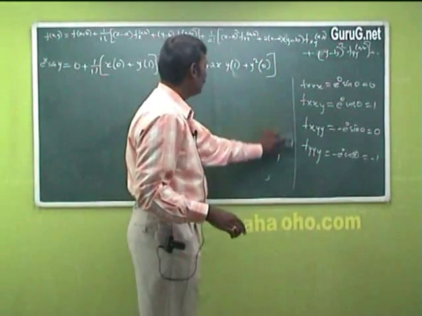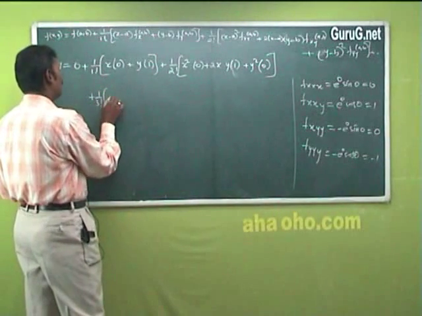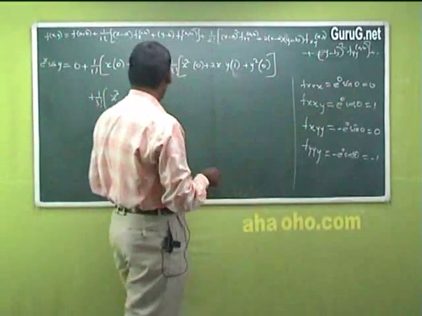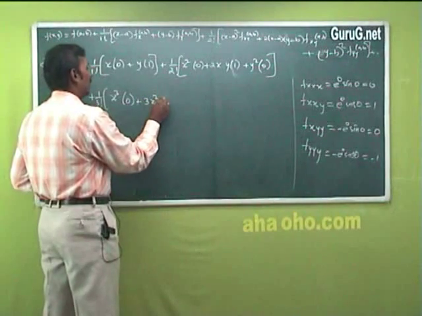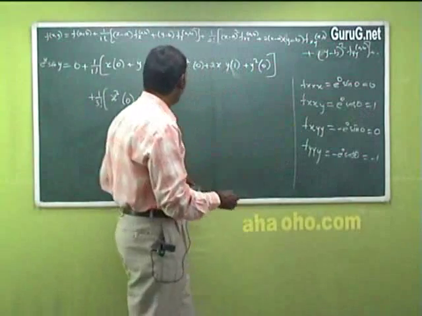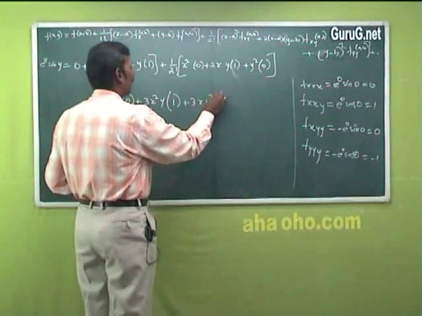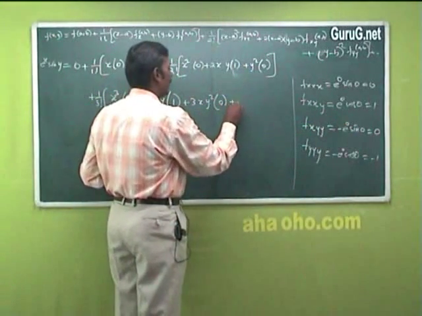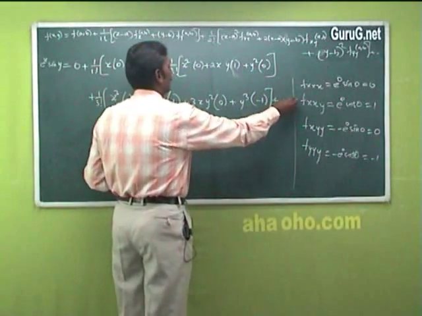So plus 1 by 3 factorial, and now x cube into fxxx, which is 0, plus 3x squared y into fxxy, which is 1, plus 3xy squared into 0, plus y cube into minus 1, plus etc.